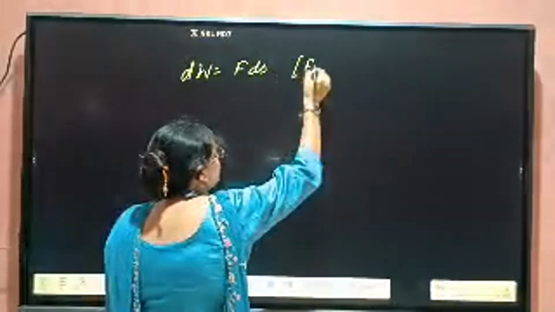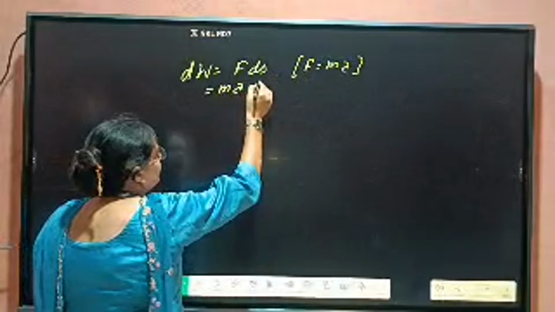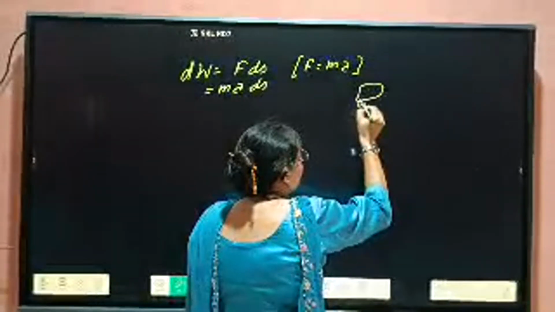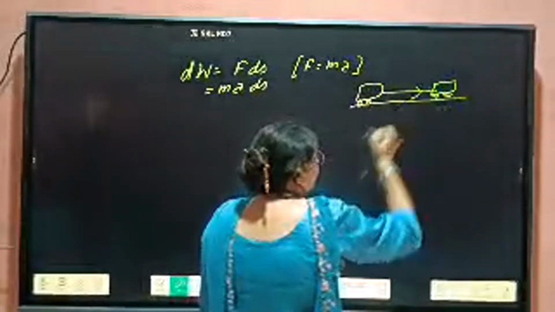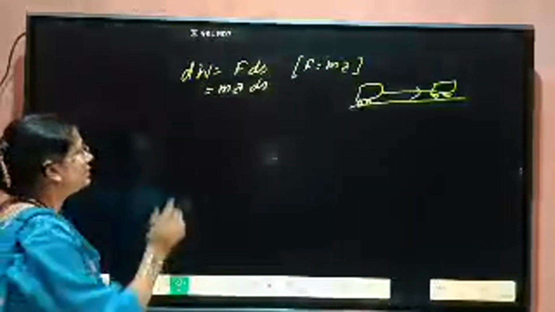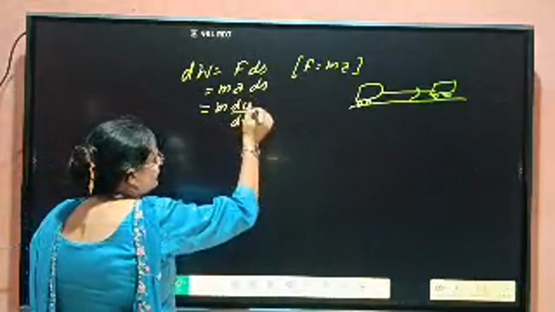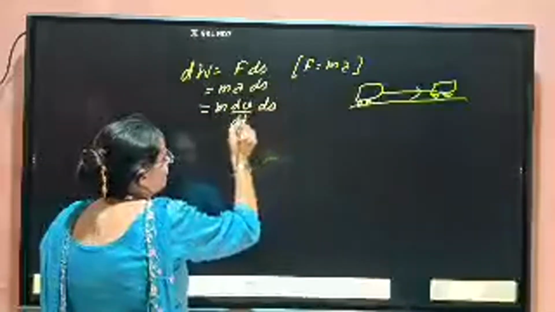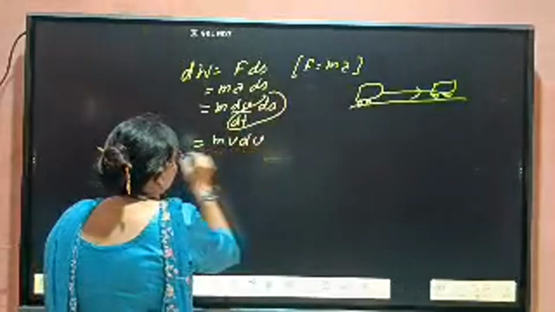By using Newton's second law, we know F equals ma, so we can write m a ds. As the body goes from here to there, there is a small change in velocity within a small time, so we can write a equals dv by dt. At any instant, acceleration is the change in velocity. So with ds by dt, we can write m v dv.